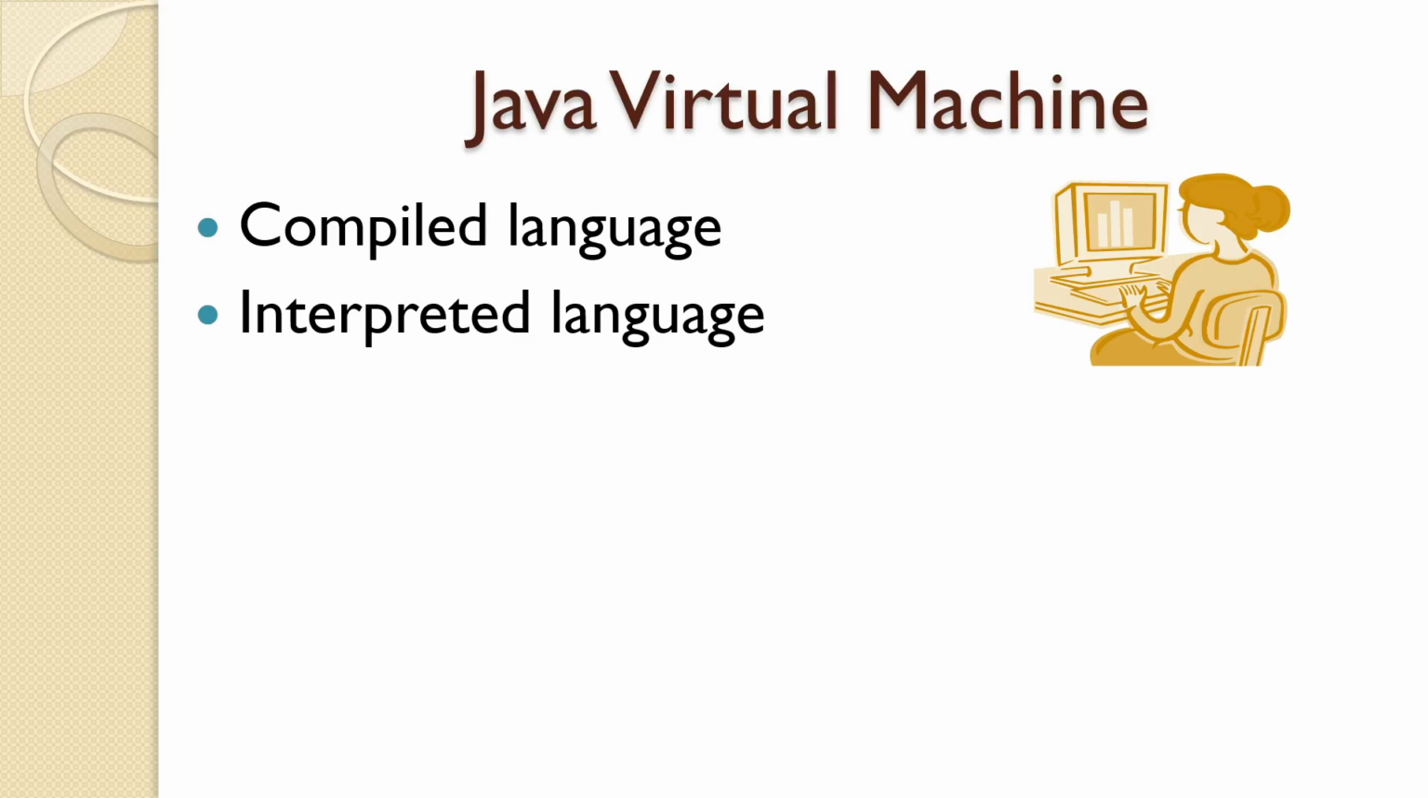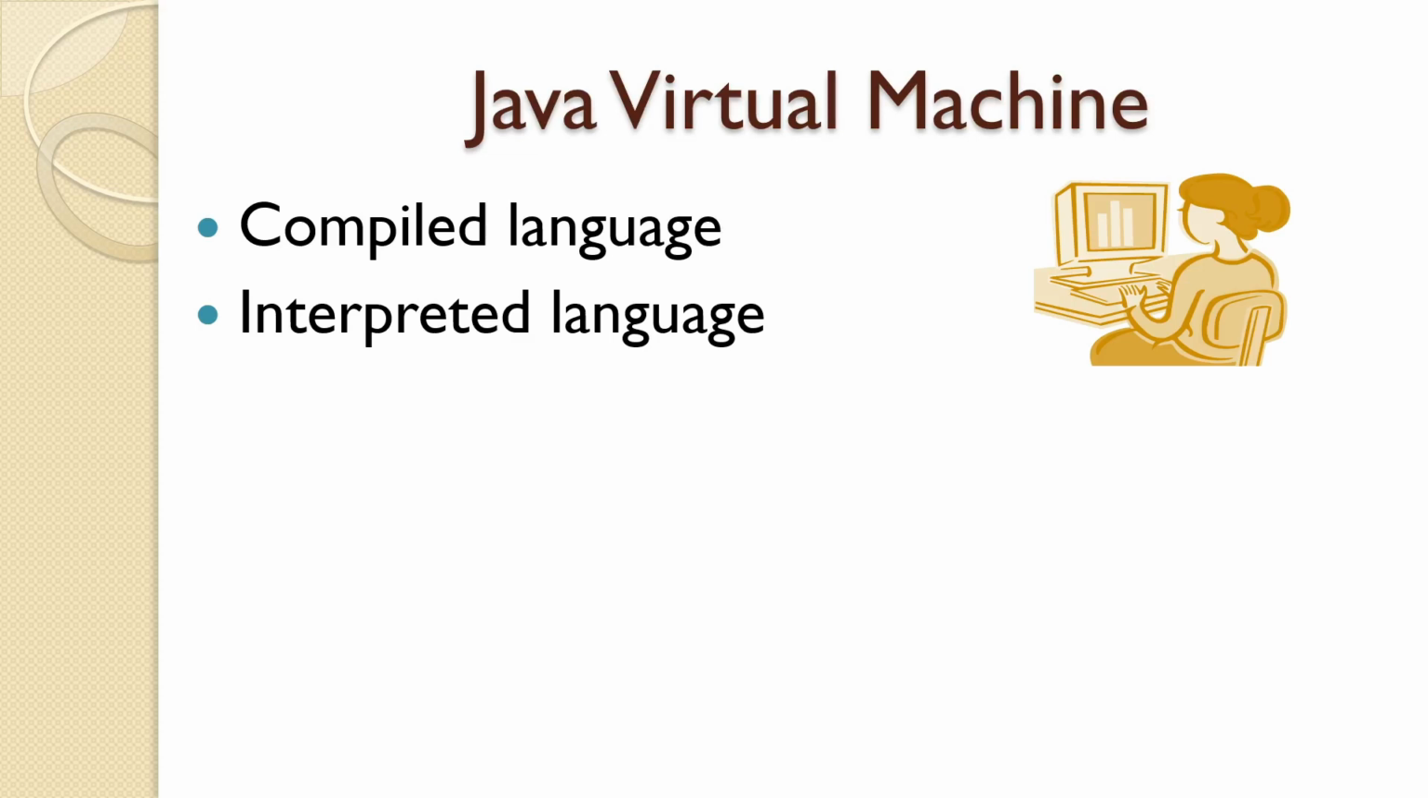Whereas Java uses both: Java is first compiled to bytecode, which generates the .class file, and this .class file is then interpreted by the JVM for execution. So we will see how this happens under the JVM. Here the JVM acts as a runtime engine to run Java applications. JVM is a part of the JRE.